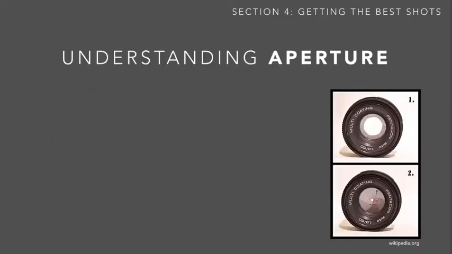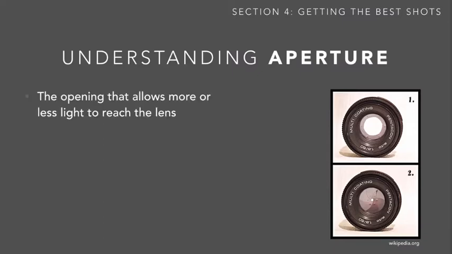So we're going to talk about the three elements that make up the overall exposure and composition of your pictures. Every camera has these elements. Your iPhone has them, a point-and-shoot camera has them, but on a DSLR you can actually control them. So they're present on the other cameras, they're just happening automatically behind the scenes, and on the DSLR you can control them yourself. The first is the aperture, and if you look at this picture on the right side, which I got from Wikipedia, it's a perfect example of aperture. Aperture is the opening that allows more or less light to reach the lens.